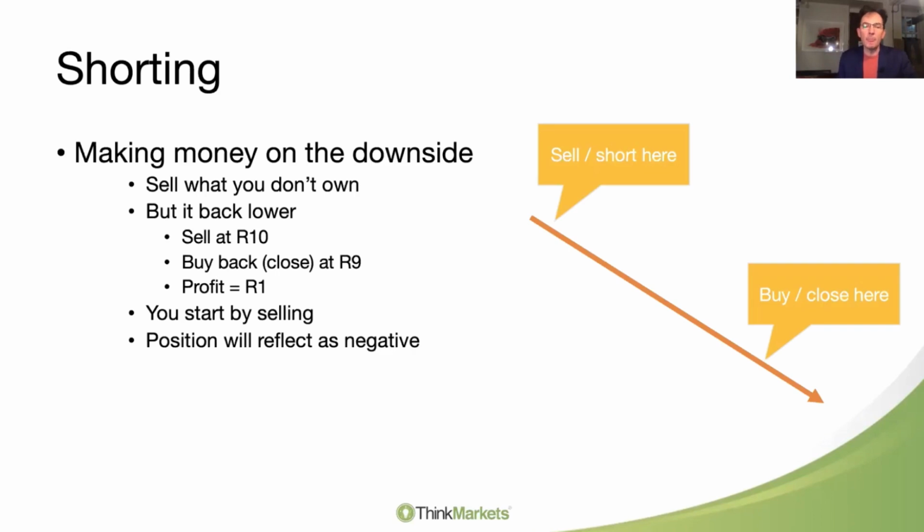You log into the Think Market system, you have no positions, you think something's going to be moving lower, so you start by selling it, and you click the sell button. That then gives you a negative position. It will reflect that you are short, you have a negative position in the space. And that's exactly what you're looking at when you are shorting. You are, in essence, betting on a falling market or a falling equity or commodity, whatever it might be. So it's making money as things are going down as distinct from going up.